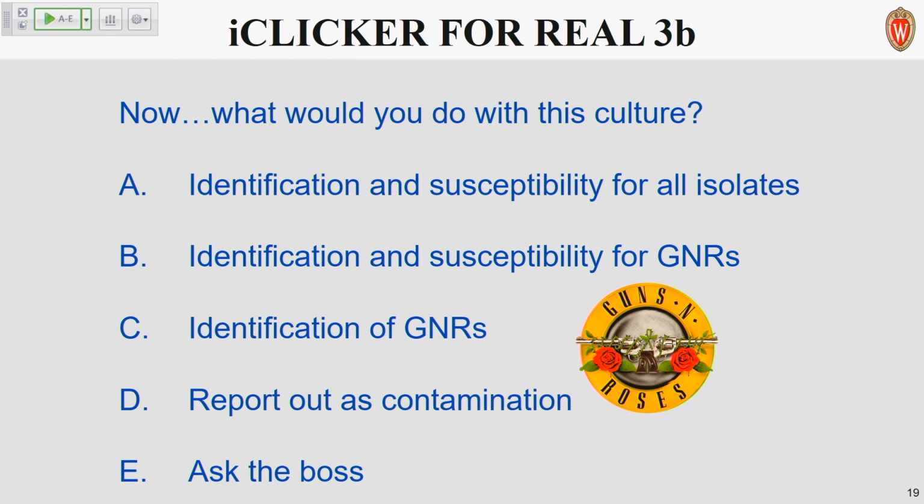ID and susceptibility for all isolates, same options as before. ID and susceptibility of GNRs, ID of GNRs, still report as contamination. So if you had the UA in front of you and the microscope to look at, tell us what your response would be now. Would it change anything? A lot of you noted in the iClicker workups that you do look at the electronic health record. It seemed like a healthy proportion of you did that.